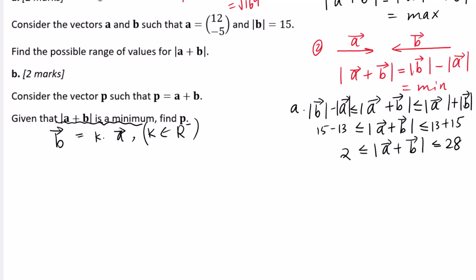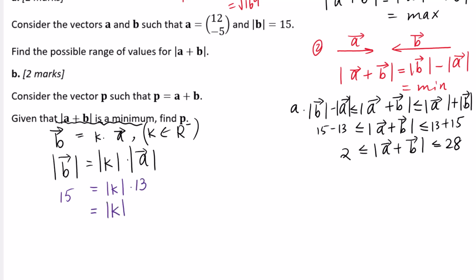Take an absolute value both sides. Then do the substitution. Absolute value of vector B is 15 equals absolute value of k times absolute value of vector A is 13. So we get absolute value of k equals 15 over 13. Since k is a negative number, k equals negative 15 over 13.